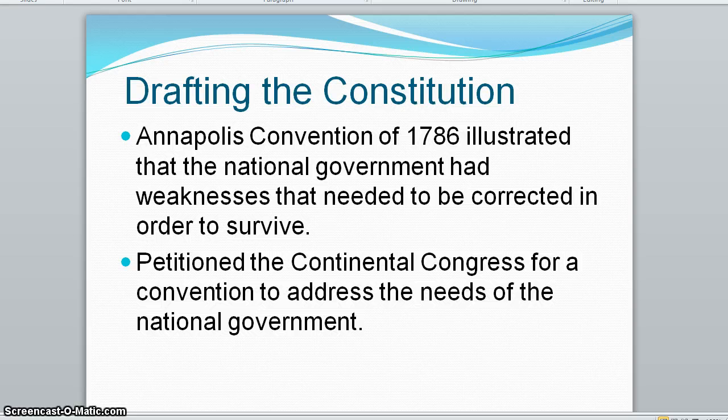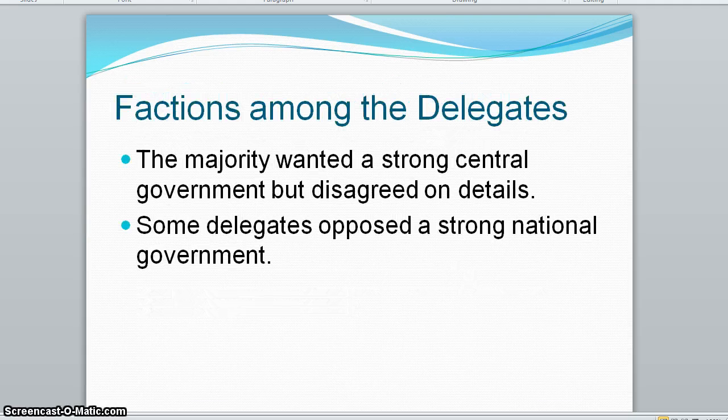So in going about to draft the Constitution, the September 1786 meeting of the states really addressed the multiple weaknesses and lapses in the central government relating to states and its legislatures. And what they did was petition Continental Congress for a convention to address the needs of the national government. There were a couple of different factions among delegates.